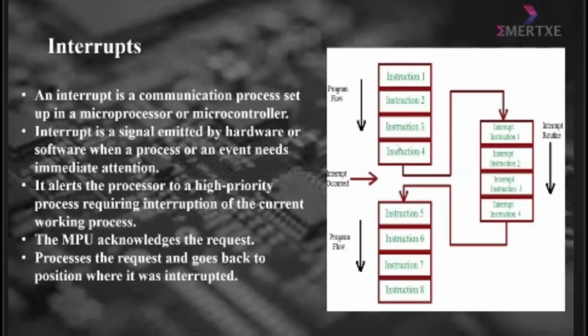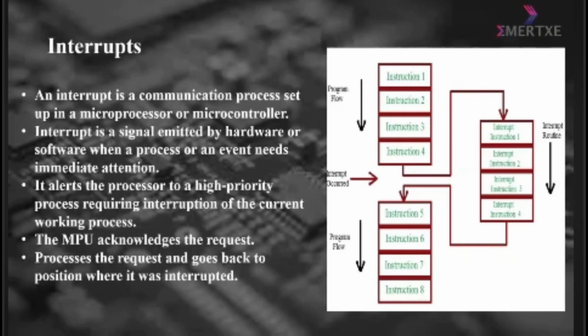And now interrupts. An interrupt is a communication process set up in a microprocessor or microcontroller. An interrupt is a signal emitted by hardware or software when a process or an event needs immediate attention. It alerts the processor to a high priority process requiring interruption of the current working process. The MPU acknowledges the request, processes it, and goes back to the position where it was interrupted. There are several interrupt instructions, as shown in the figure.